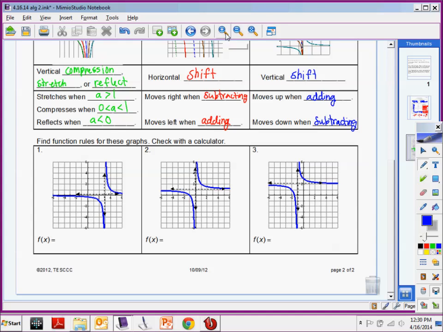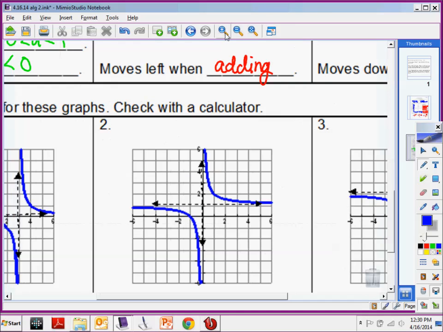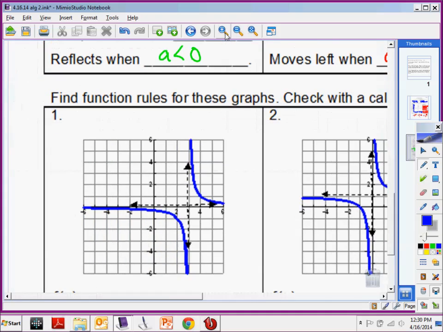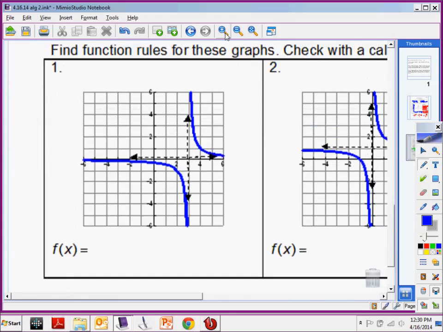Alright, so let's look at the functions. Based on our rules, can we identify what happens to these functions? Remember, our parent function starts in the center. So how do we move from the center to over there? We shift horizontally. You're subtracting, so I shifted horizontally how much? Subtracting 3. And then did I do anything else? No. The 1 over x plus how much? Plus 0. Did I go up or down? No, so it's just 0.